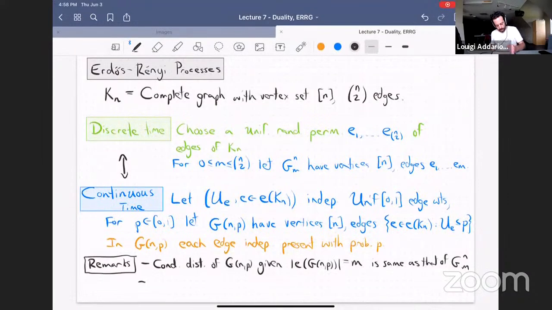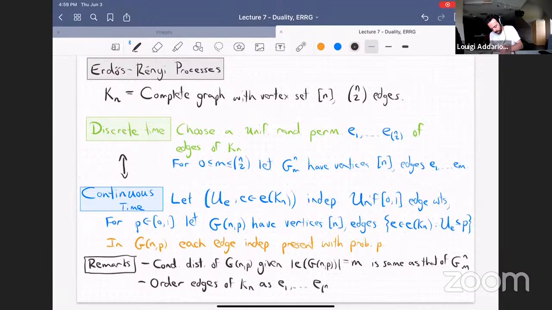That is one connection between the two. That means that we can get results for G(n,p) from results for G(n,m) by averaging out over m, right? So if we want to go from one to the other, we would be averaging out over the random number of edges.